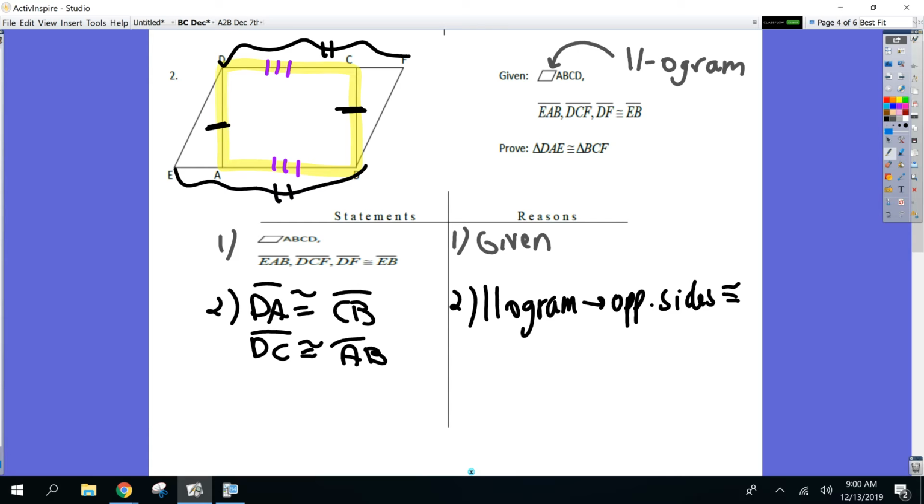Then I'm going to do what to get to the sides in the triangle? Do what here to my given and what Natalie just gave me? Subtract them. Okay, so I'm going to say, let's see, what do I have? DF minus DC is equal to EB minus AB. Yep. Subtraction.